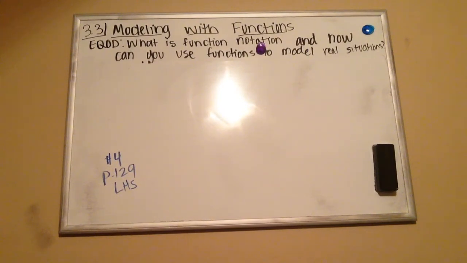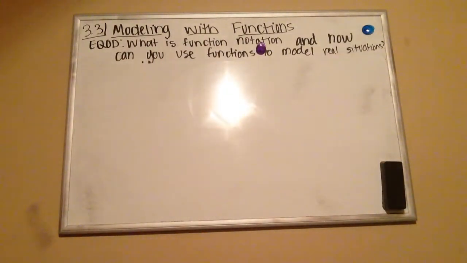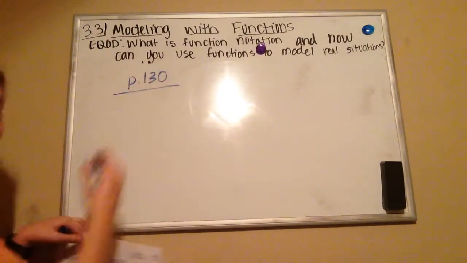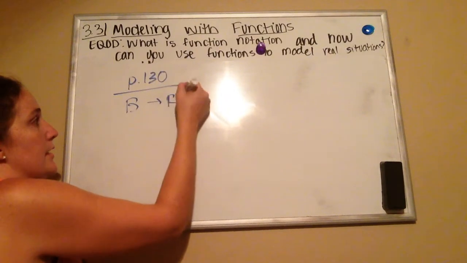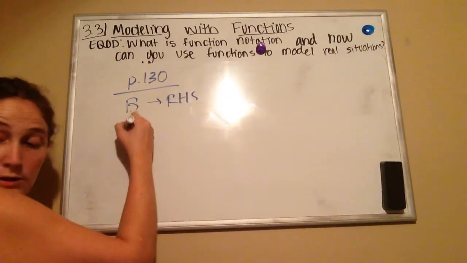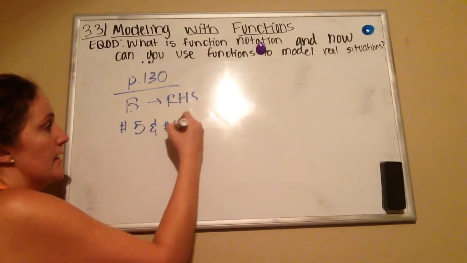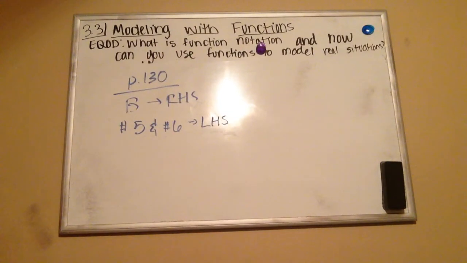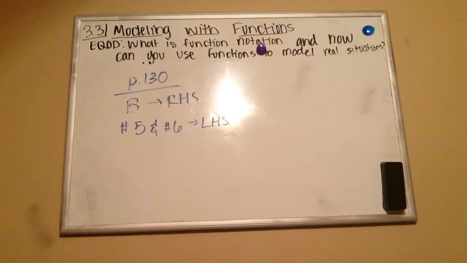Alright, the very last thing we're going to do, since you guys have already done this, we have 2 more things to cut out of the worksheet. This is from page 130. You are going to be cutting out letter B, which is going to go on your right-hand side, and you're going to be cutting out number 5 and number 6, and you're going to be putting those on your left-hand side. So get those cut out, get those glued in, and then come on back with me.